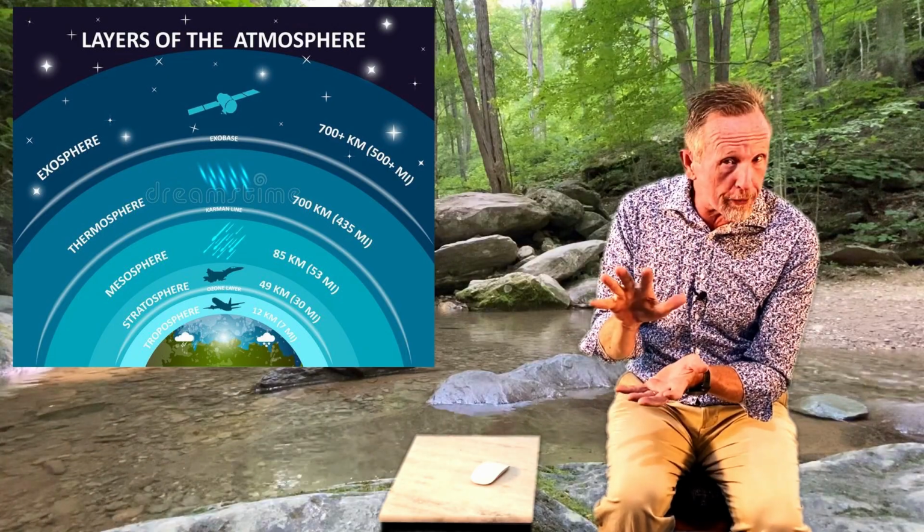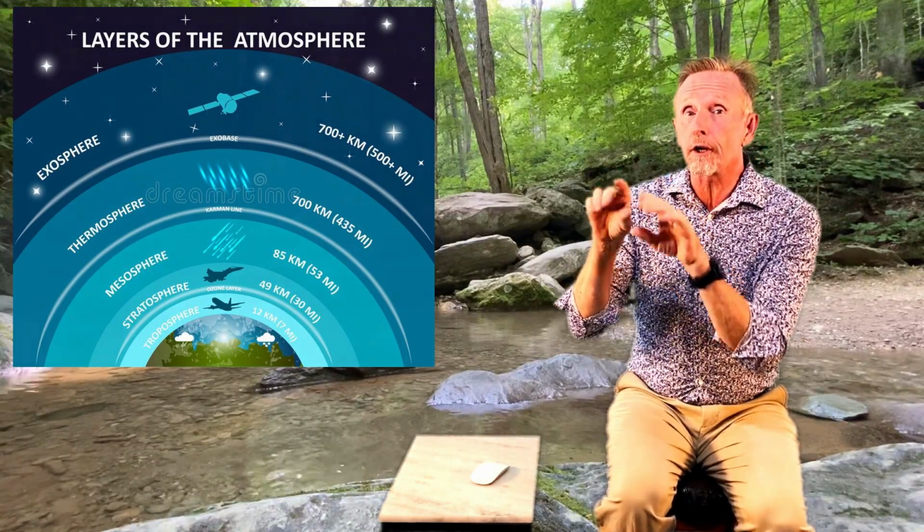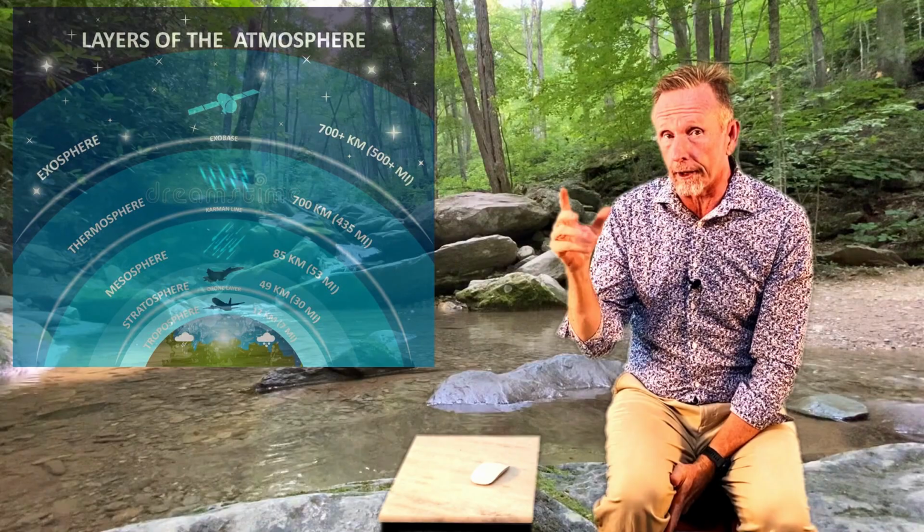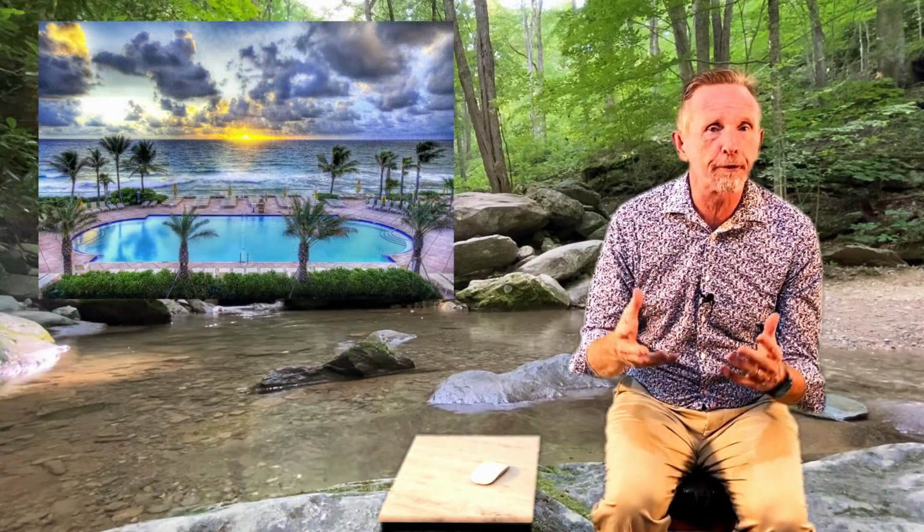Troposphere, where all the weather happens. Stratosphere, where we find the ozone layer, because we'll talk and reference that. The hydrosphere. Hydrosphere is pretty simple. Hydro refers to water, so it's everything to do with water.